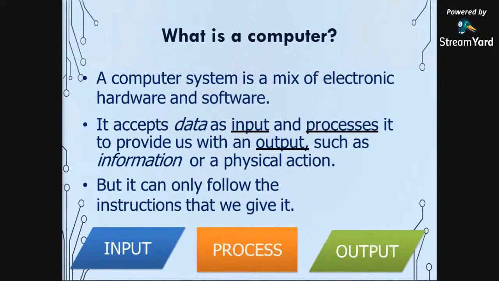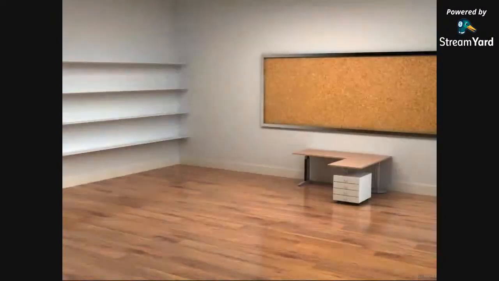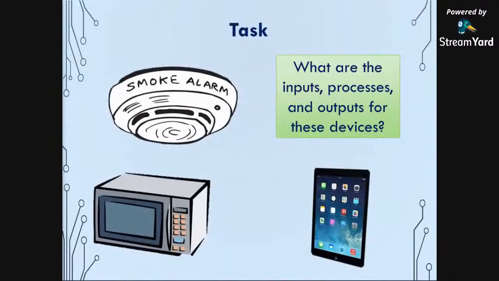Okay. So I don't know if you remember this again. We've already done this task back in year 9, but what are the inputs, processes, and outputs for these devices? So you've got a smoke alarm, a microwave, and an iPad. So inputs, processes, and outputs for these devices. Oh, I've closed my little answers.